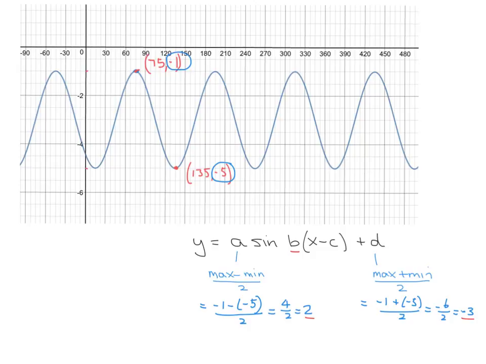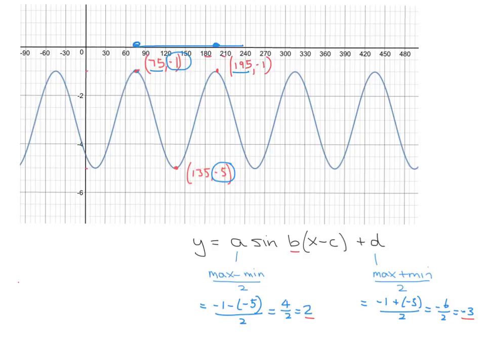Now to work out B, we need the period. So we can go to another maximum here, and we can work out the period quite easily. We know that that point there, halfway between 180 and 210, is going to be 195, and again it's going to be negative 1 as the y value. So the period will go from 75 to 195. So it's from here all the way to there. That is going to be the length of one period. Subtract 195 minus 75, we get 120.